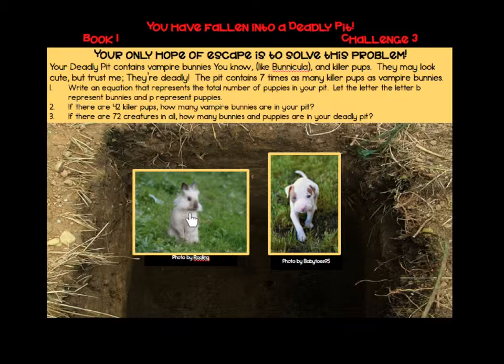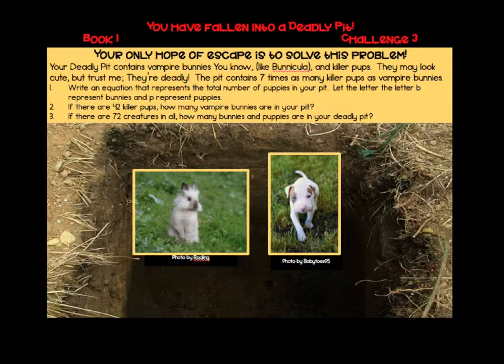Oh, by the way, too cute. All right, anyway, let's move on. So, the first thing you must do is write an equation that represents the total number of puppies in your pit. And look at that, the pit is deep and dark, my friends. All right. Then you're going to let the letter B represent bunnies right here, and then you're going to let the letter P represent the pups right there. And let's go ahead and solve that part first.